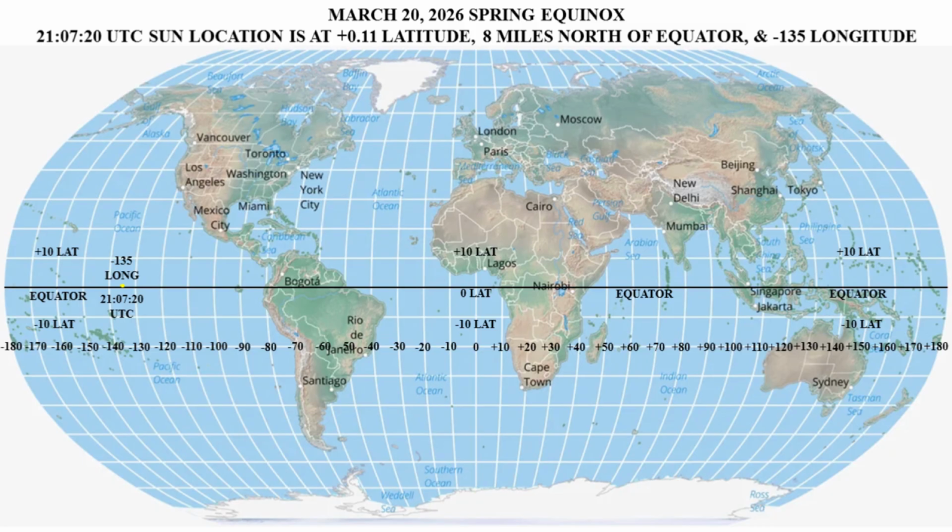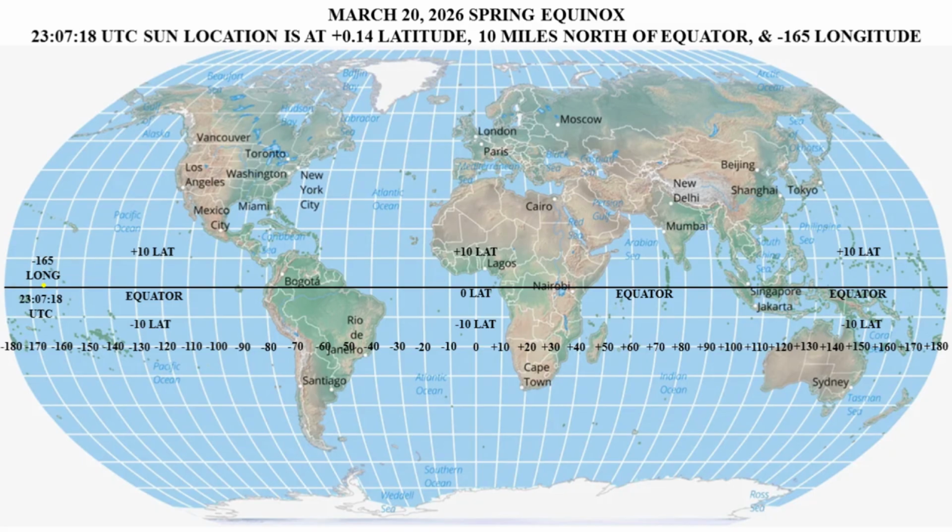21:07:20 UTC, sun location is at plus 0.11 latitude, 8 miles north of the equator, and at minus 135 longitude degrees. 22:07:19 UTC, sun location is at plus 0.12 latitude, 8 miles north of the equator, and at minus 150 longitude degrees. 23:07:18 UTC, sun location is at plus 0.14 latitude, 10 miles north of the equator, and at minus 165 longitude degrees. Next, the sun's path from east to west will be sequenced for the entire day.